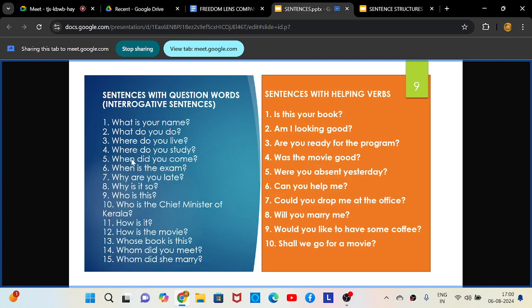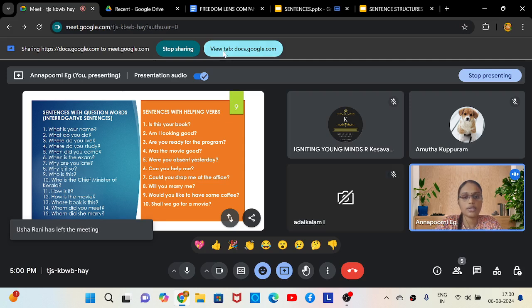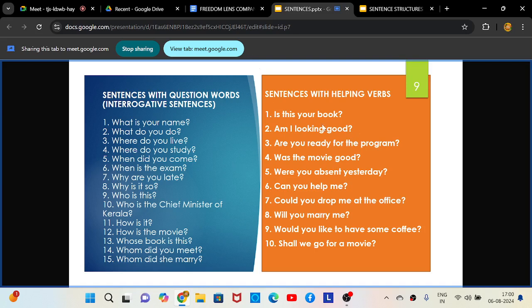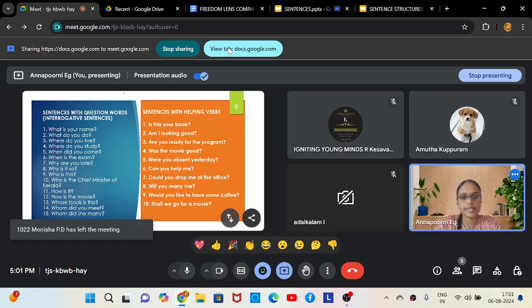On the left side, that is in the blue box, I have given sentences with question words: what, which, when, where, why, etc. And on the right side, I have given some sentences beginning with helping verbs. Okay, so can anyone switch on the mic and read the sentences on the right side? That is in the orange box.